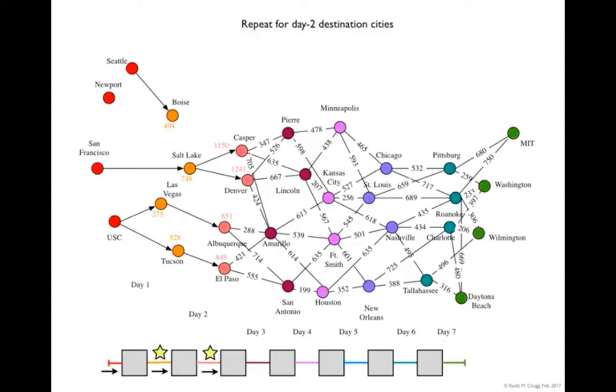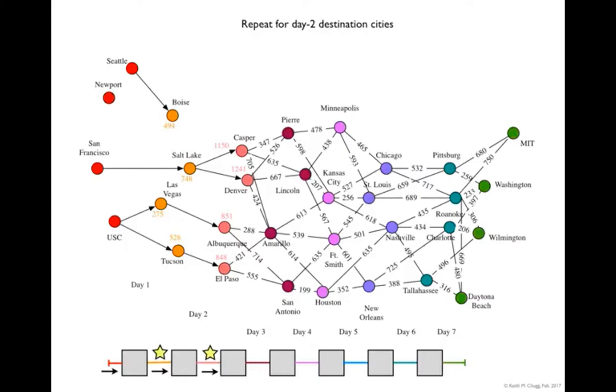So now we would repeat this again for the day 3 destination cities. For example, start in Pierre and compare how you could get there from either Denver or Casper to the add, compare, select, and repeat it at Lincoln, Amarillo, and San Antonio.